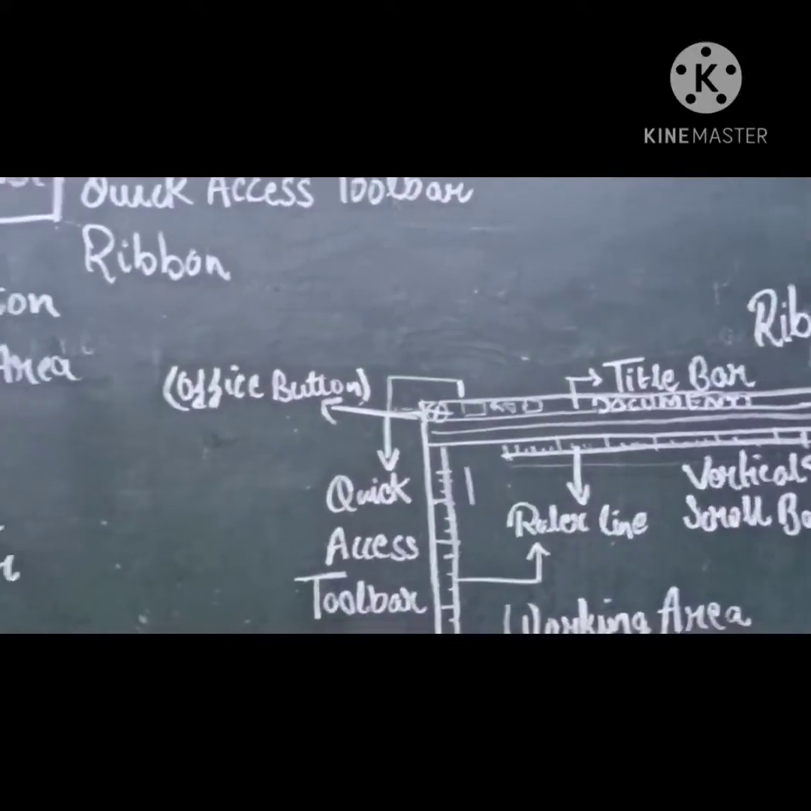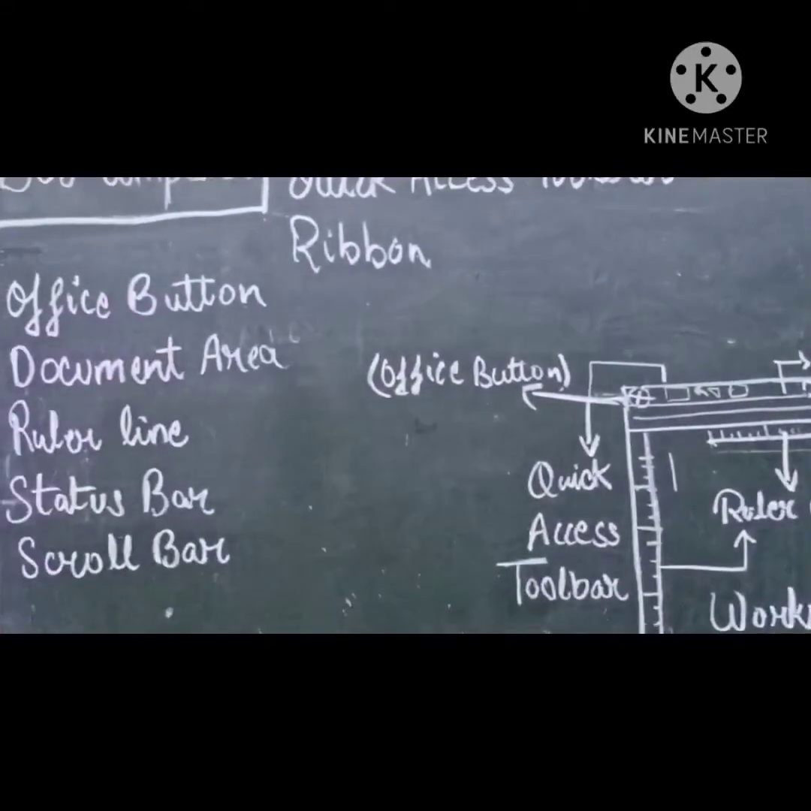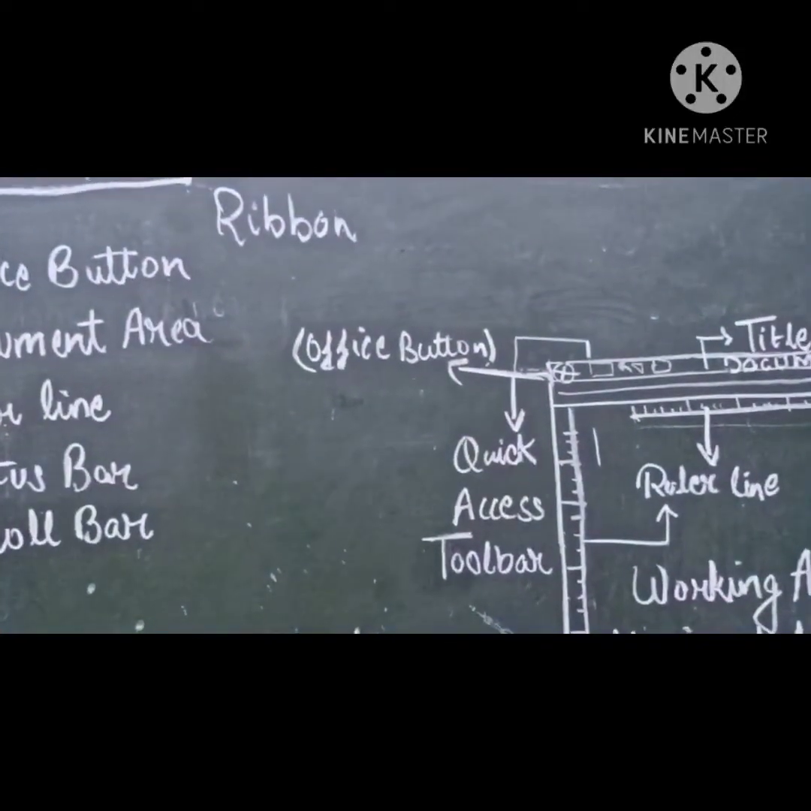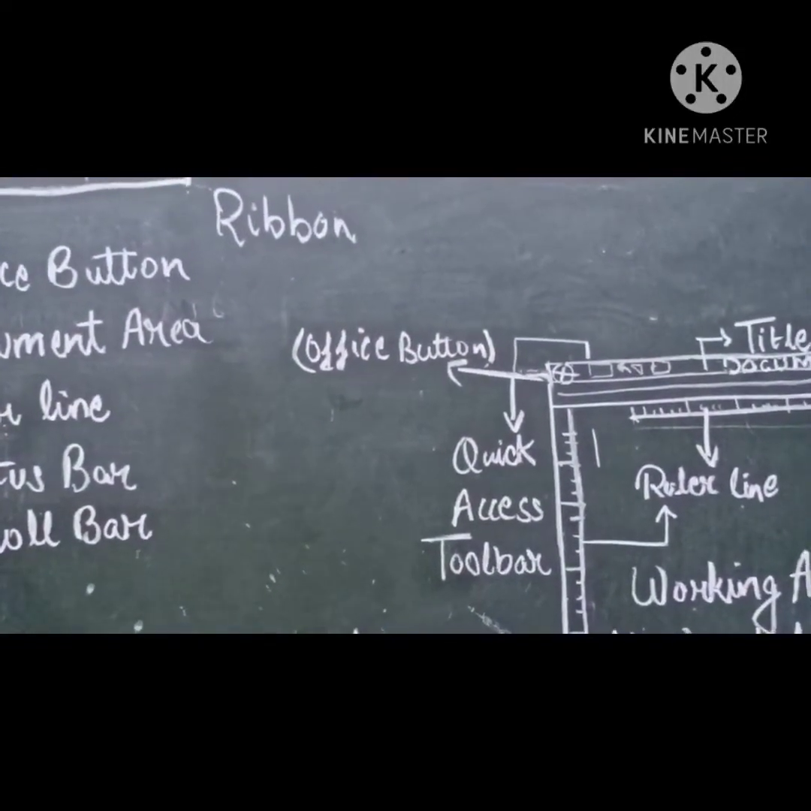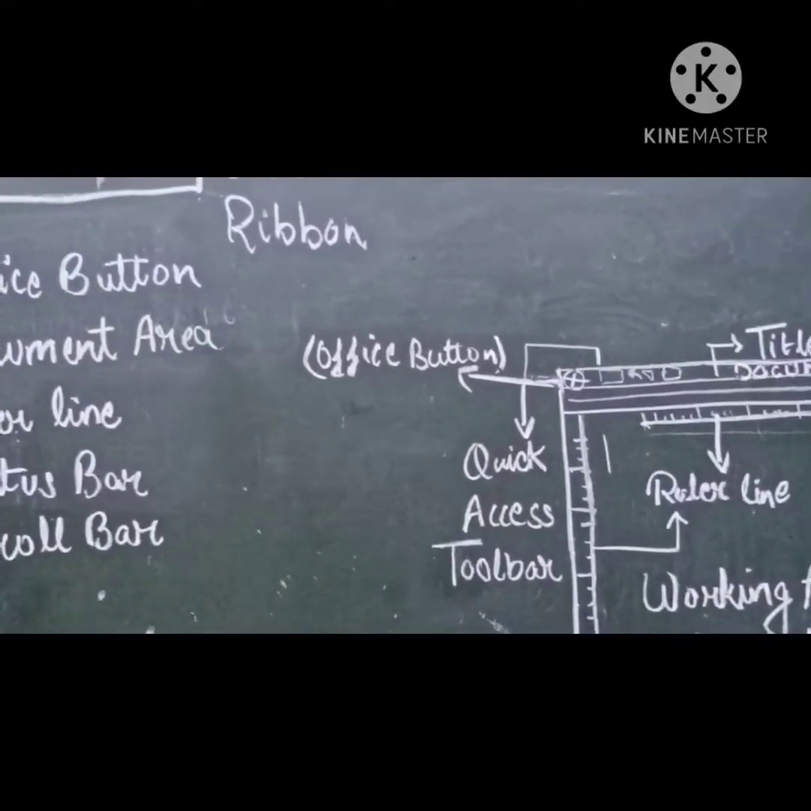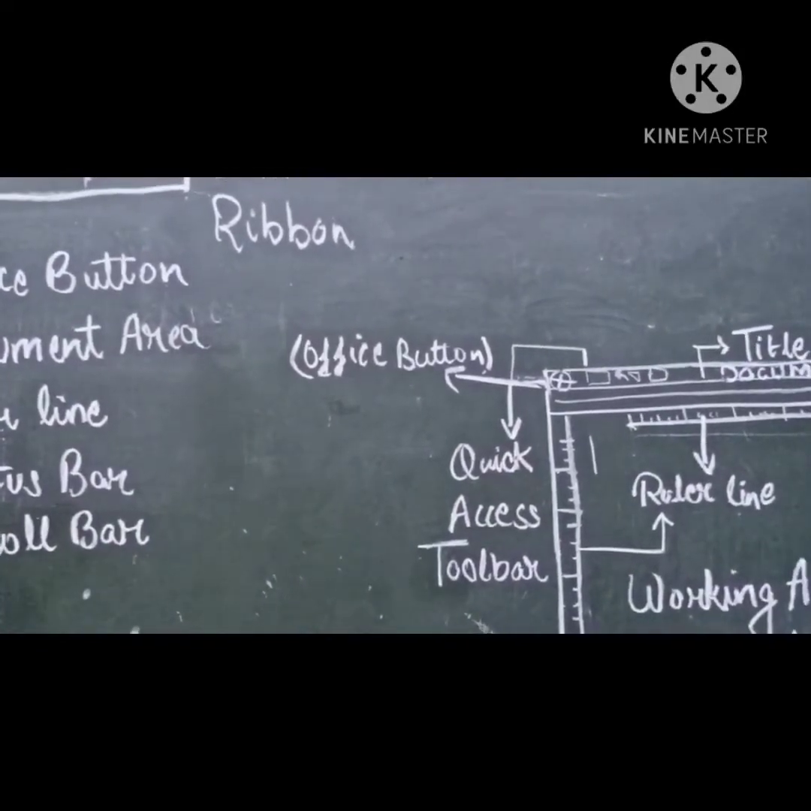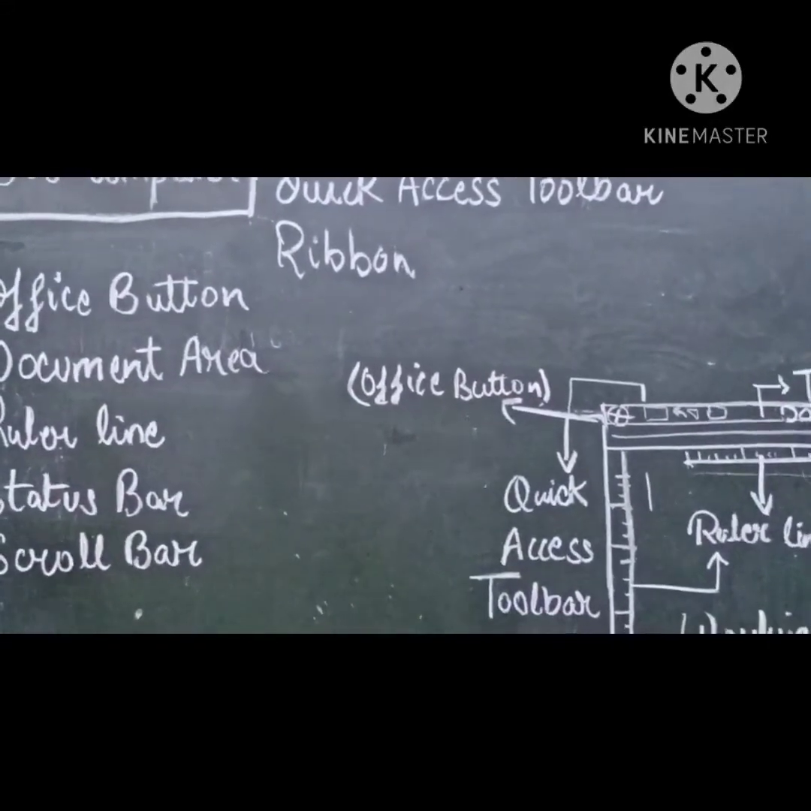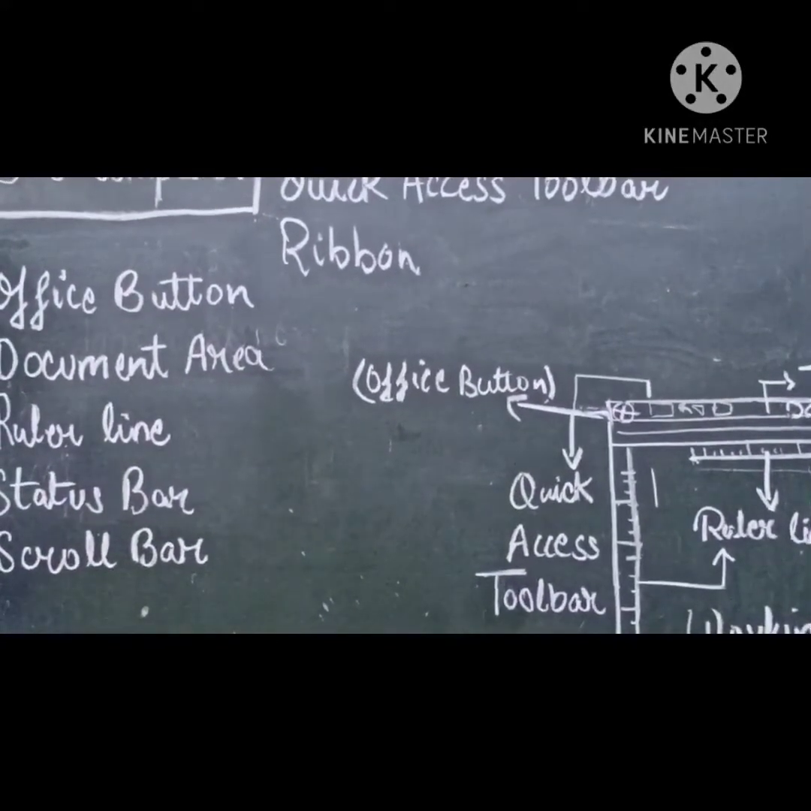Next is, children, Office button. Children, this is your Office button. On clicking the Office button, a menu appears using which we can create a new file, open an existing file, save a file and perform other tasks.